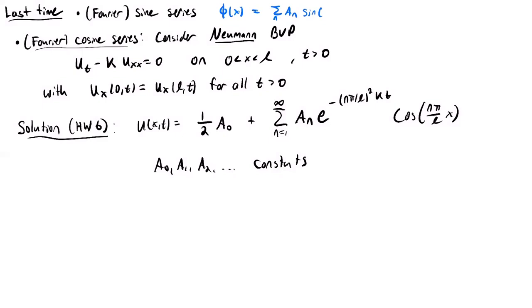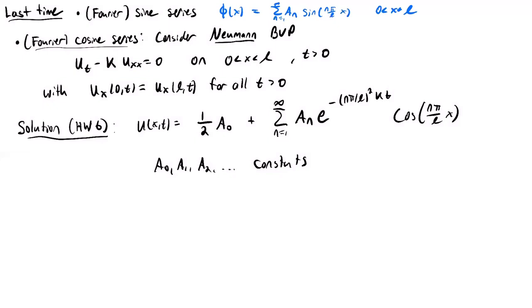In particular, we had the formula: the sum over n, with n going from 1 to infinity, of sine of n times pi over l times x, where l is the length of your interval, so x is between 0 and l. The question, which arose when we were looking at certain boundary value problems, was: is it possible to write an arbitrary function phi of x in this way? We still don't know the answer to that question.